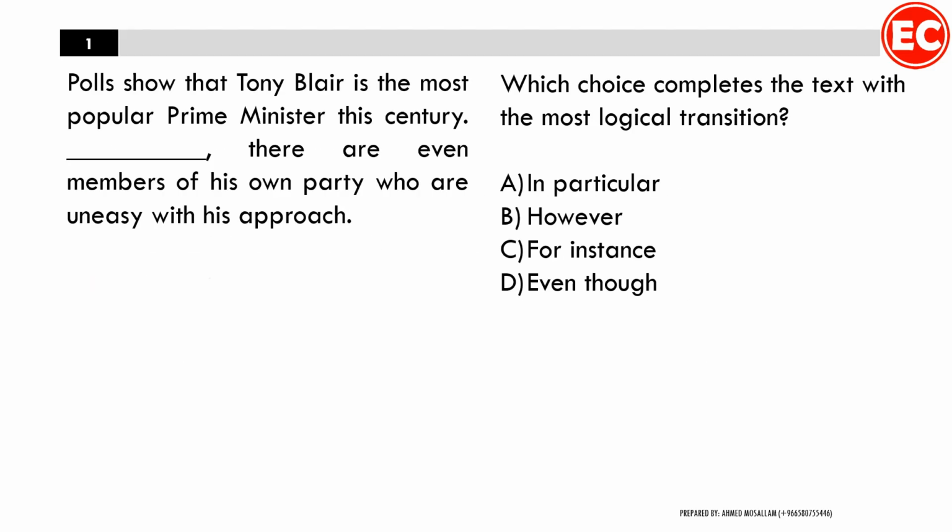Let's try the first one here. It says, polls showed that Tony Blair is the most popular prime minister this century. And then there's a blank here for transition words. We have options here, and there is a comma after the blank. There are even members of his own party who are uneasy with his approach.